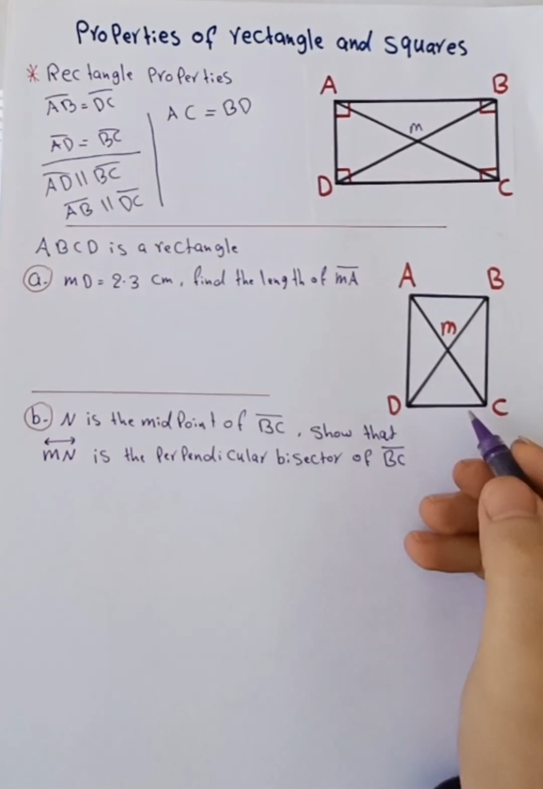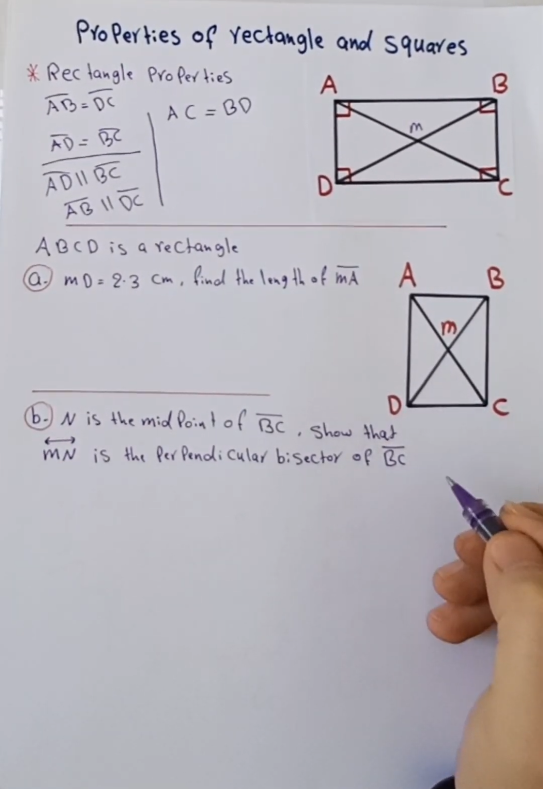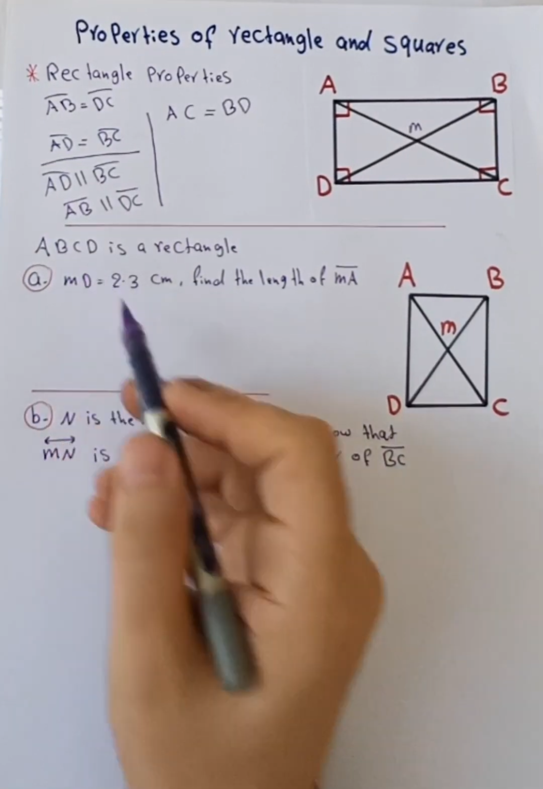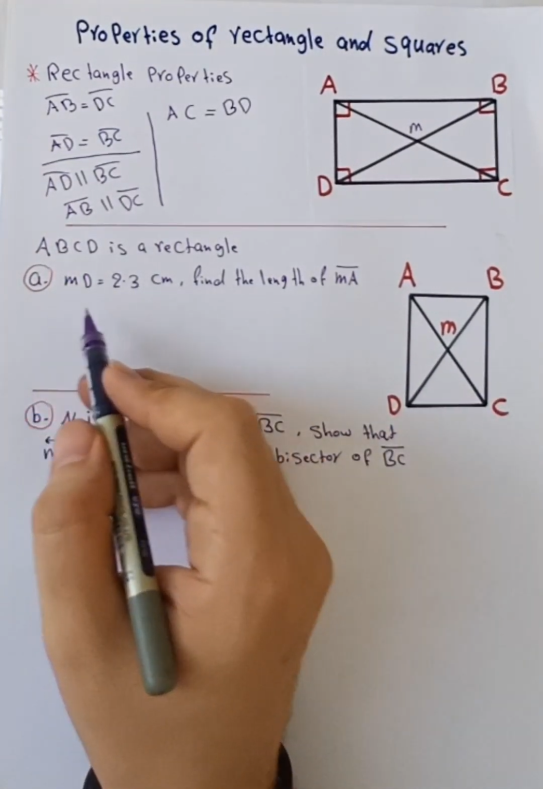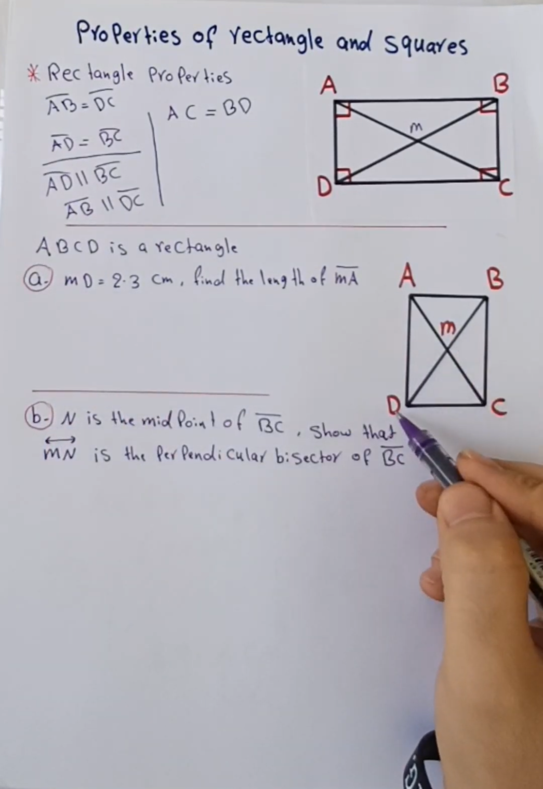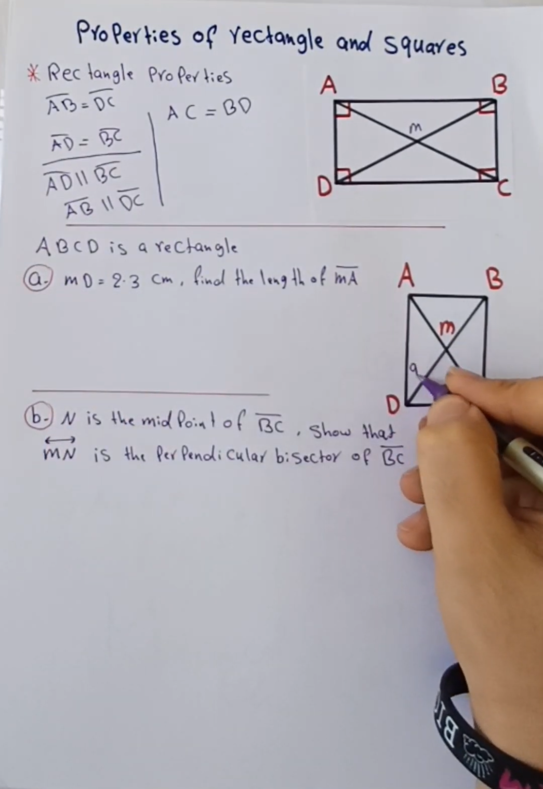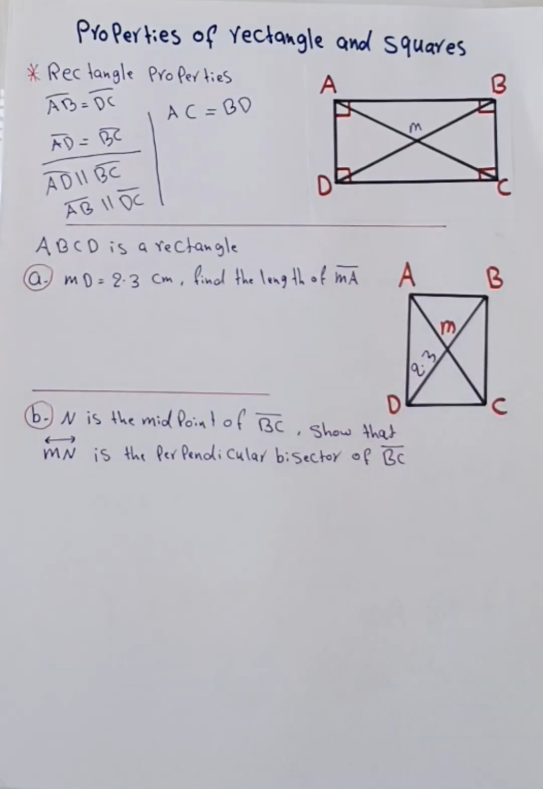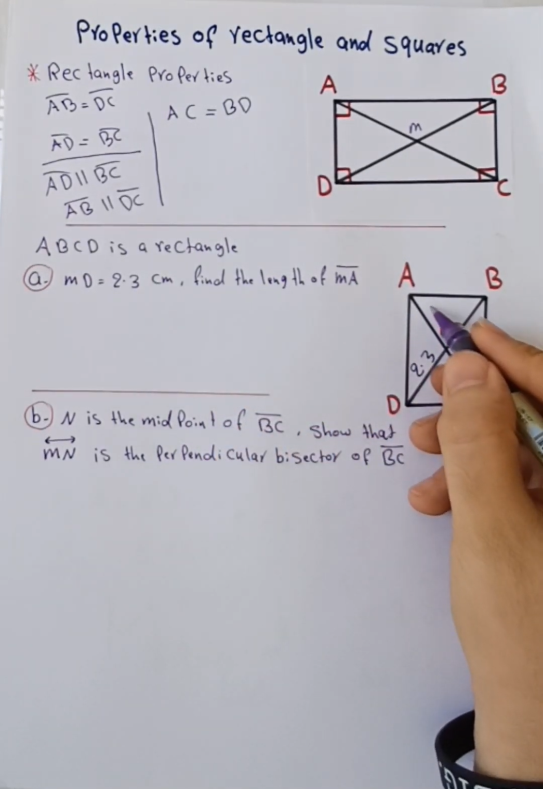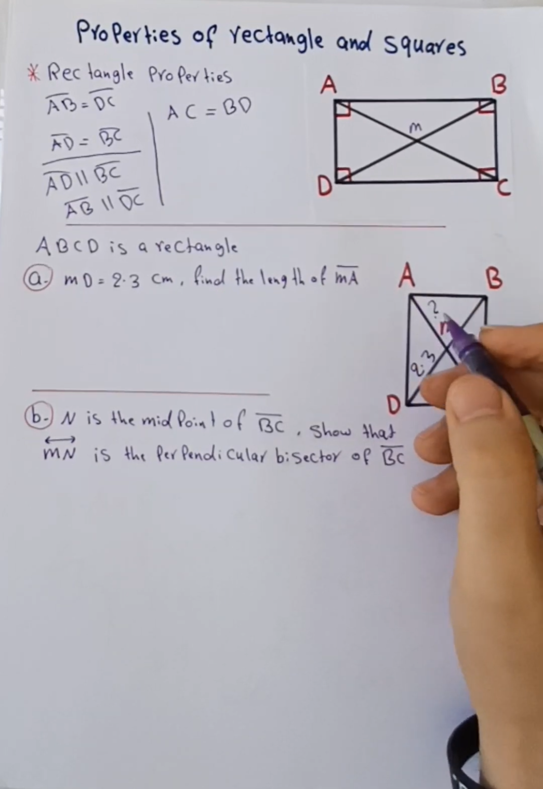After that, we have this rectangle. ABCD is a rectangle. The length of MD is 2.3. Find the length of MA. We have to find the length of MA.